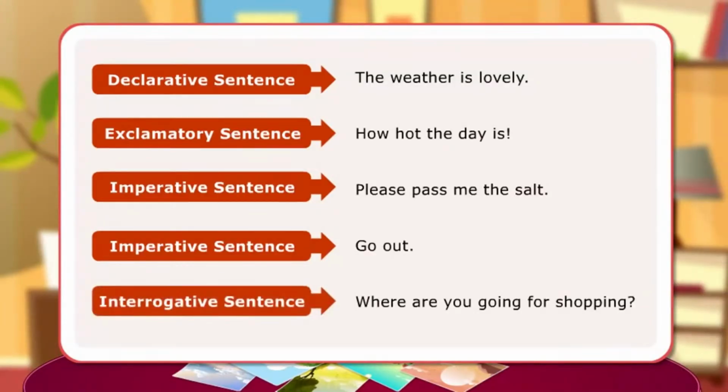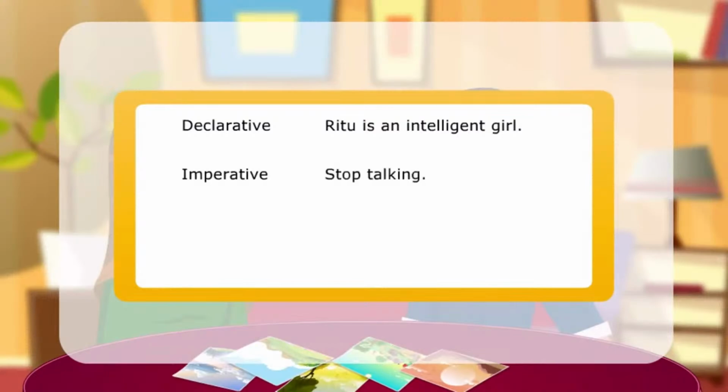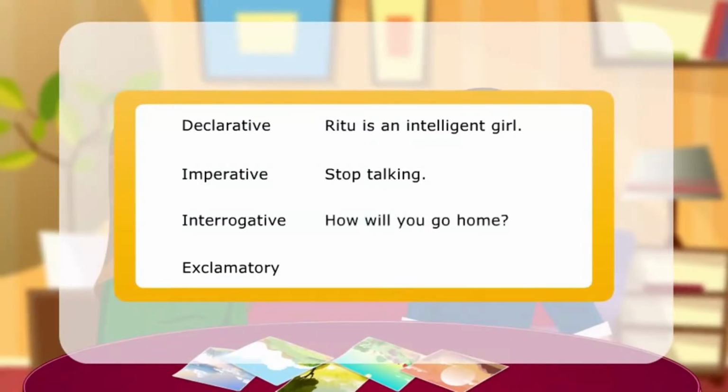Here are few more examples of four kinds of sentences. Declarative: Ritu is an intelligent girl. Imperative: stop talking. Interrogative: how will you go home? Exclamatory: what a wonderful surprise.